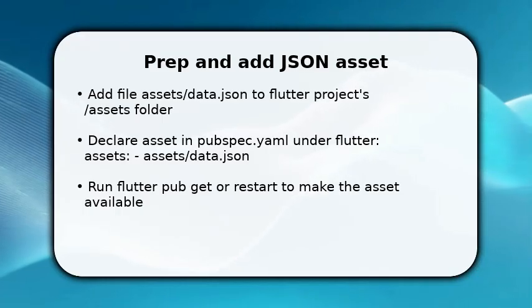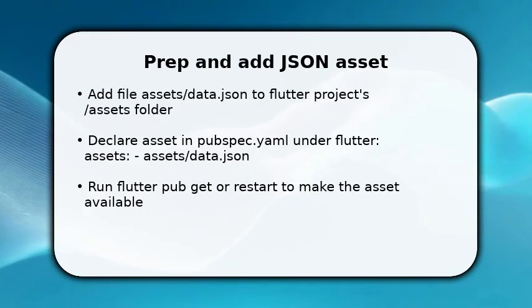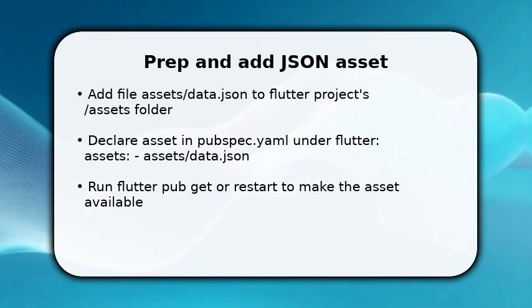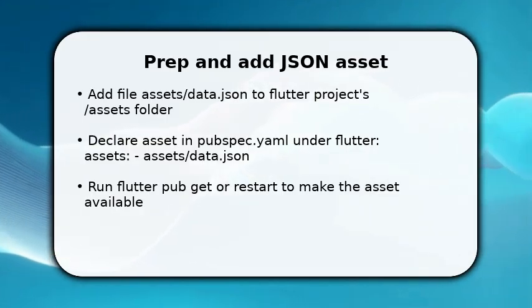You start by placing your JSON into assets/data.json so Flutter can bundle it. Once done, declare that path in pubspec.yaml under flutter, assets, and run flutter pub get. This makes the file loadable at runtime.